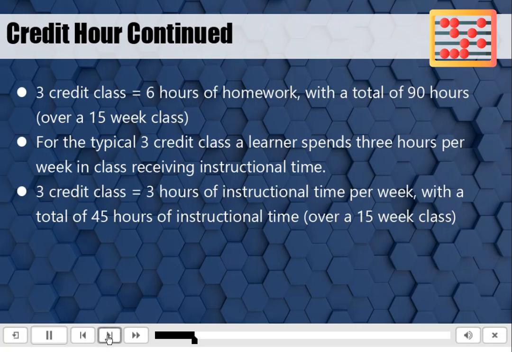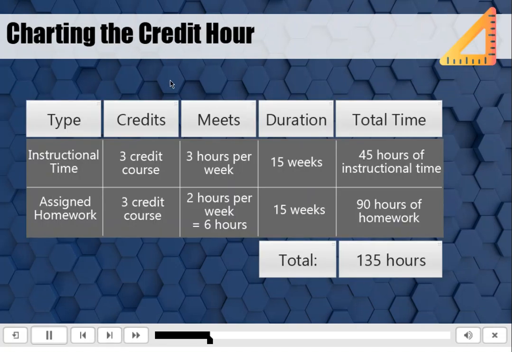Again, this all gets a little bit muddled, so the best way to view this is in more of a chart form. So when we think about instructional time, let's say we have a 3-credit course that is then meeting 3 hours per week. Again, that's based off of the credit hour. The credit hour is the unit measuring the number of classroom hours per week throughout a term. So if we have a 3-credit course, we're meeting 3 hours per week for 15 weeks, and so 3 times 15, you end up with 45 hours of instructional time.